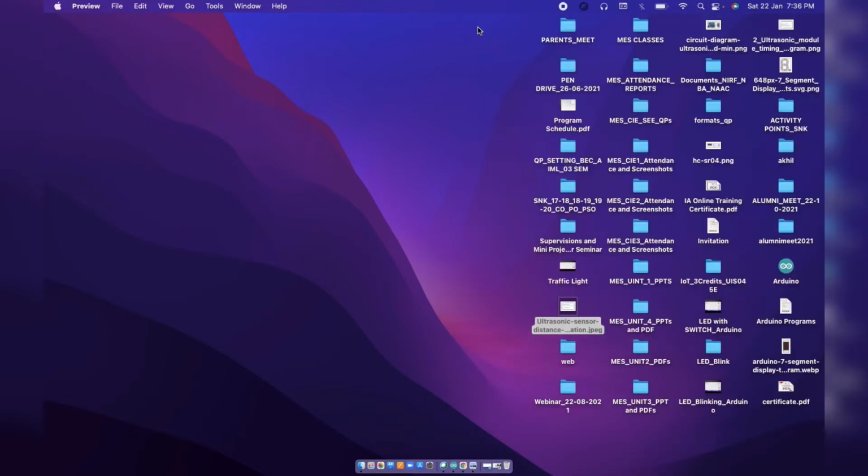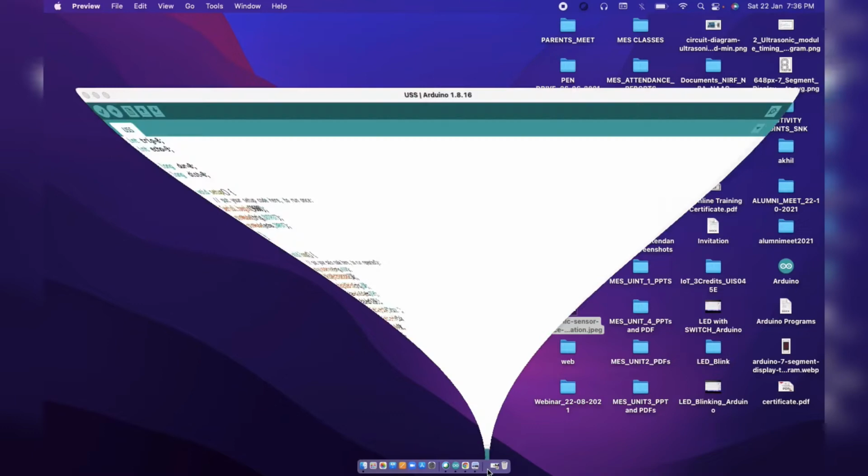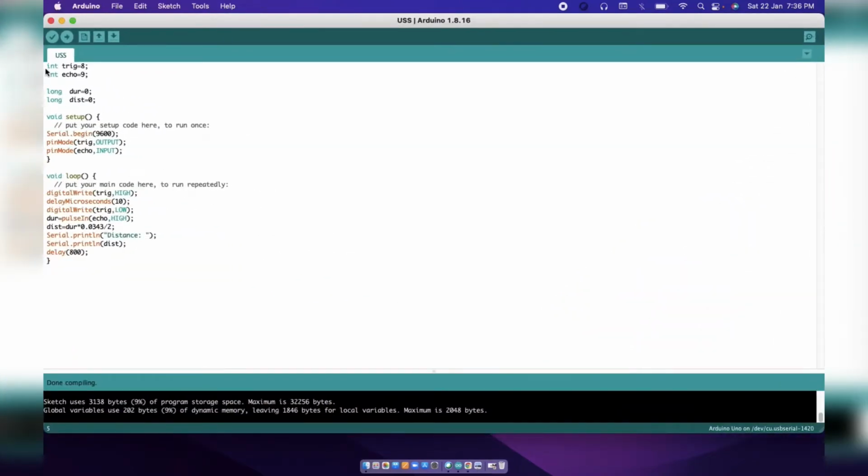Now I will show how we can write the program. First, the initialization: the trigger pin that I have taken is connected to pin number 8 of Arduino, and echo is connected to pin number 9 of Arduino. To calculate the duration as well as distance, I will initialize them with the long data type, and initialize these two variables with 0.